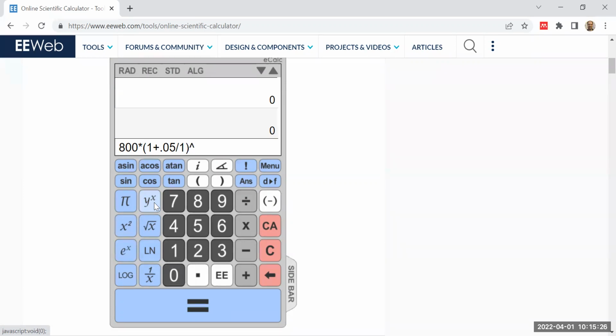Raised to the, put parentheses after that, because we've got two things that need to be in the exponent. 1 times 10. Get it all there, hit equals. And that's what you should get. So that would be our answer, rounded. Okay, everybody, how do we round? Cents, 2 decimal places.